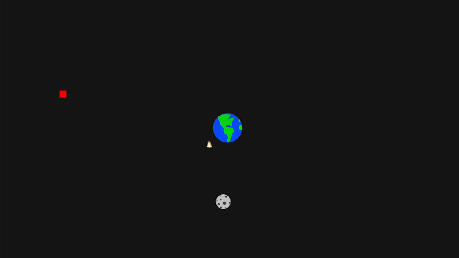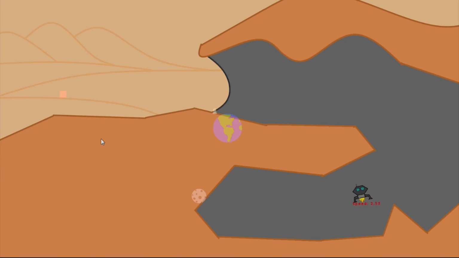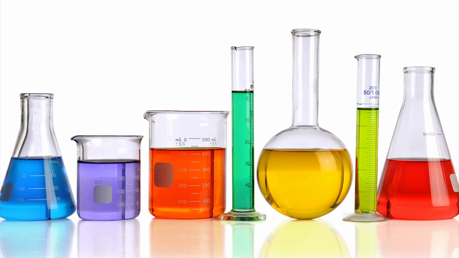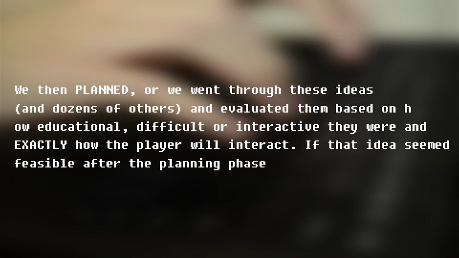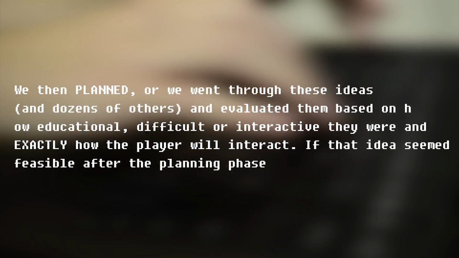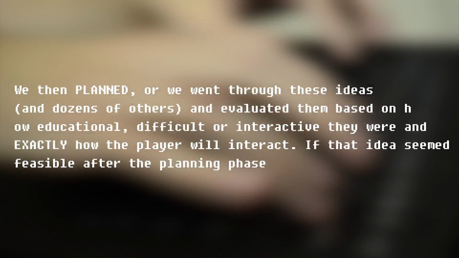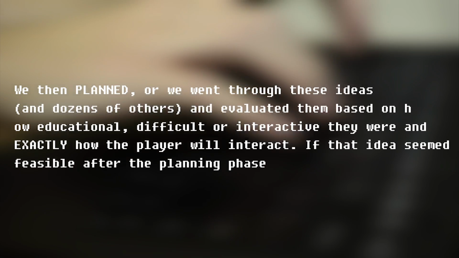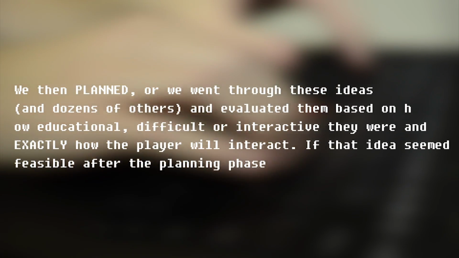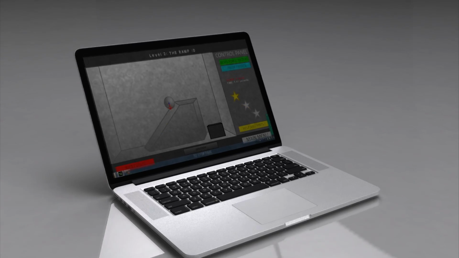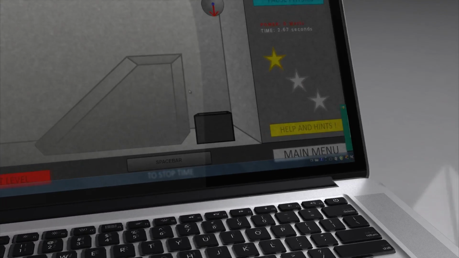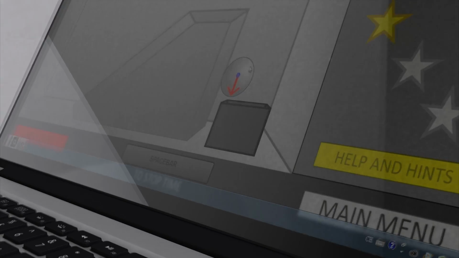Some examples we thought up included a planet orbiting simulator, a game teaching about properties of light and waves, and also a game that let the player control chemicals in containers. We then planned, or we went through these ideas and dozens of others, and evaluated them based on how educational, difficult, or interactive they were, and exactly how the player will interact. If that idea seemed feasible after the planning phase, we created a prototype and playtested the idea.